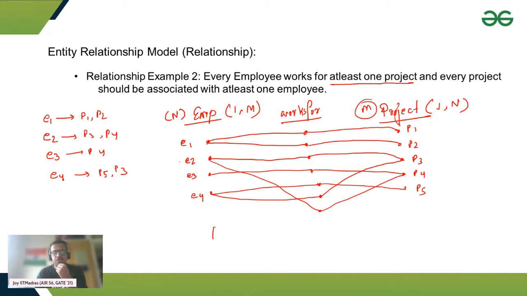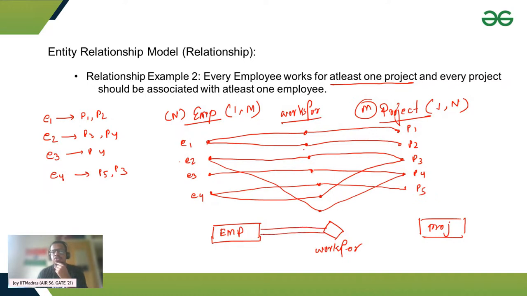So let's try to draw the ER diagram. There is employee, then there is the works-on relationship, then there is project. It is a total participation from both sides, because all the employees should take part in at least one relationship, and all the projects should take part in at least one as well. So that is M:N for the cardinality, and for the min-max it is 1, N and 1, M as I mentioned. It doesn't matter whether you write M or N, because both are treated as an unbounded number of the other entities.